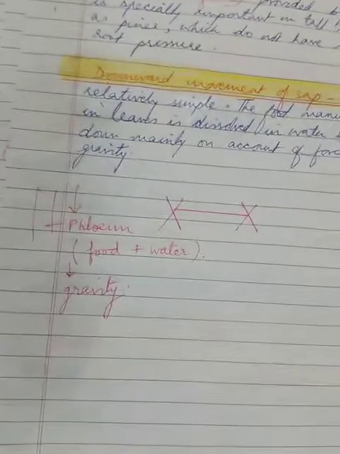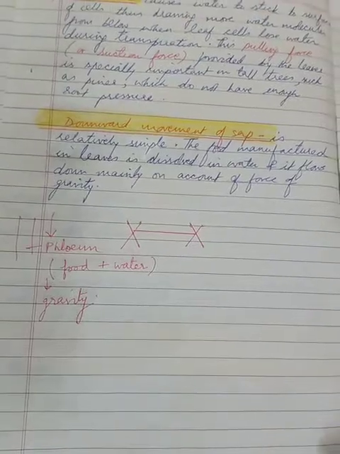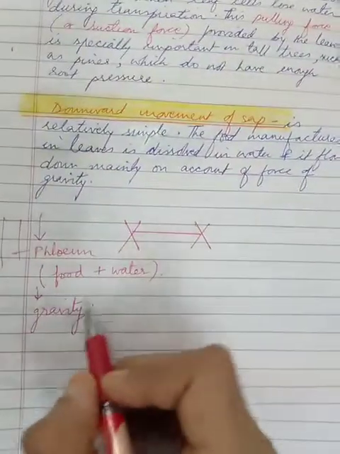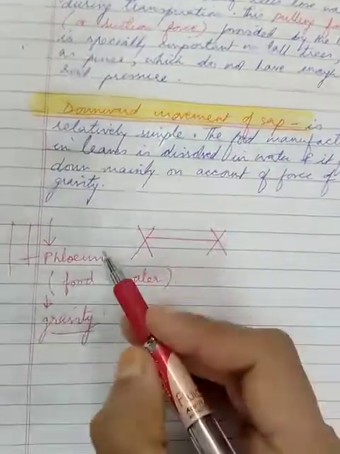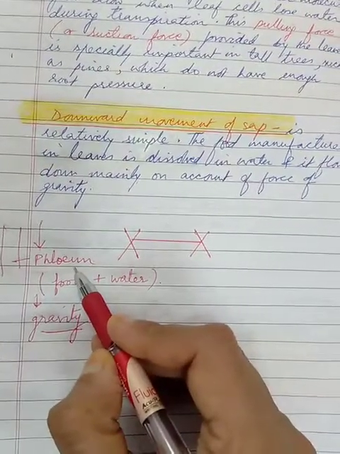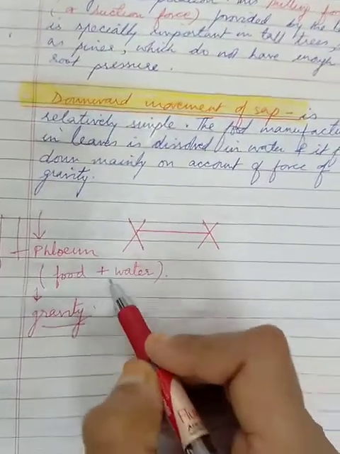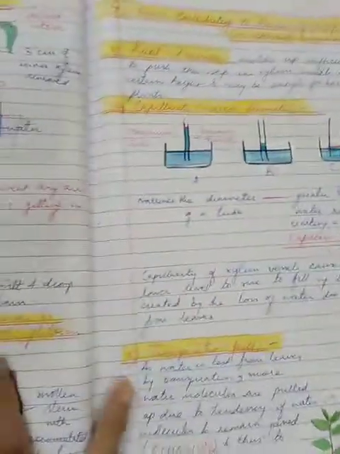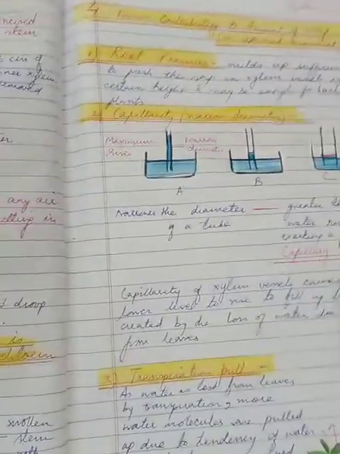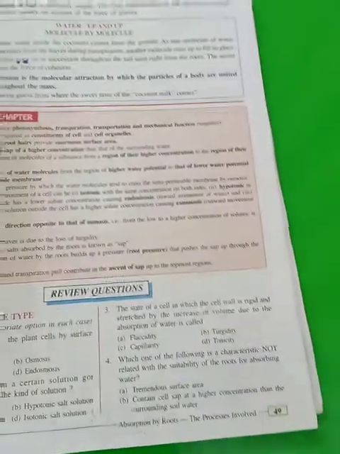So this is not an extensive, elaborate topic to study, with which forces and all. The only force is gravity, and the tissue responsible for the downward movement of sap is phloem, and this contains food plus water. So this completes your complete lesson on absorption by roots and the processes involved, at page number 49.